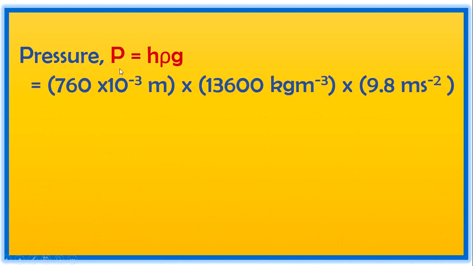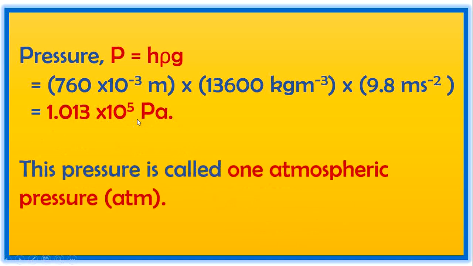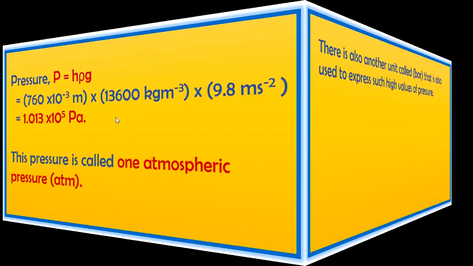Pressure P is equal to h rho g. The height of the liquid column is 760 millimeter. Convert this millimeter into meter, so 760 into 10 power minus 3 meter. Rho is the density, 13,600 kilogram per meter cubed. g is acceleration due to gravity, 9.8 meter per second squared. Now when we calculate all these values, we get 1.013 into 10 power 5 Pascal. This pressure is called 1 atmospheric pressure.